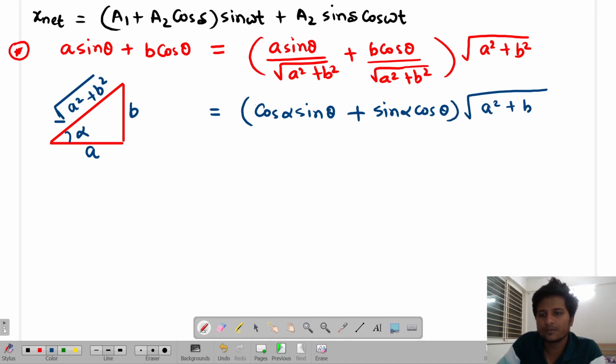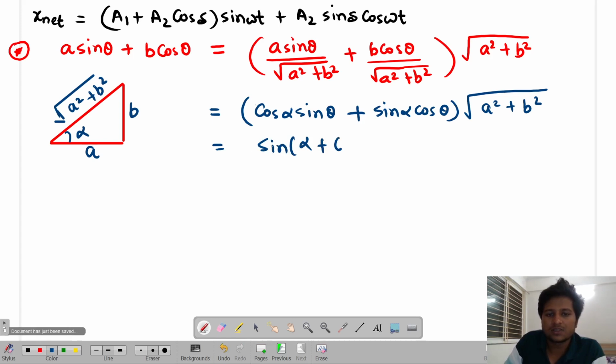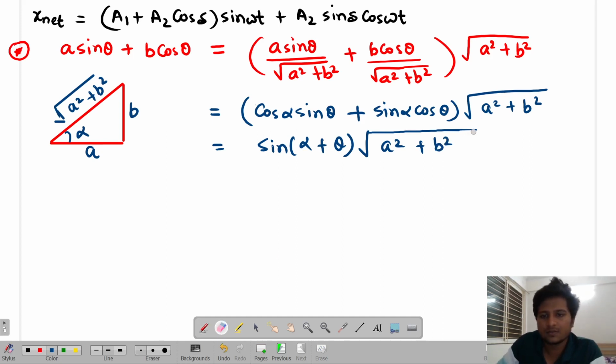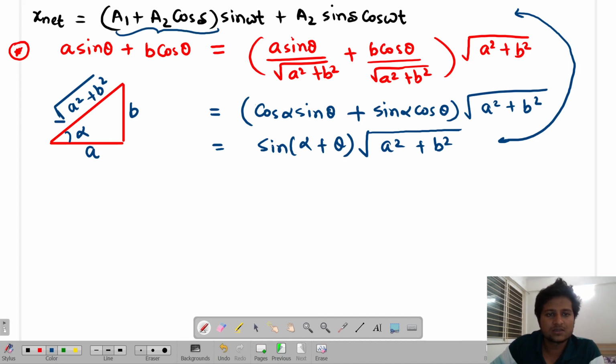Are you able to get me? So what is this relation? Cos alpha plus sine alpha. This is once again the sine a plus b form. So sine of alpha plus theta, over root under a square plus b square. Is that clear or not? Similarly, I'll apply this relation over here. This is of the same form. If I consider this as alpha or something like that, and this as sine theta, then I'll get the same kind of relation.